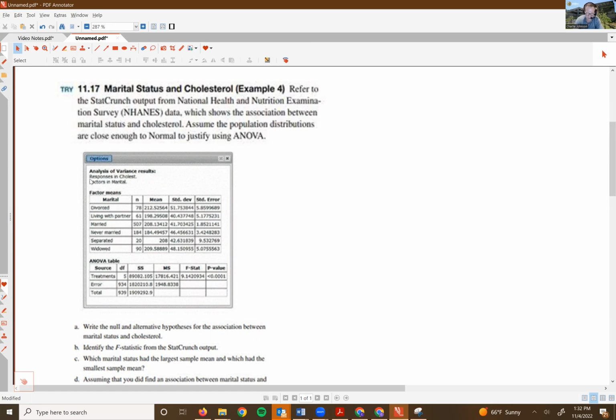So we've got how many groups here? We've got marital status of divorced, living with partner, married, never married, separated, widowed. So that's 6 groups, and each of those 6 groups will then have a mean cholesterol level. We see the divorced have a mean cholesterol level of about 212.5, living with partner about 198.3, and so on. Letter A, write the null and alternative hypotheses.